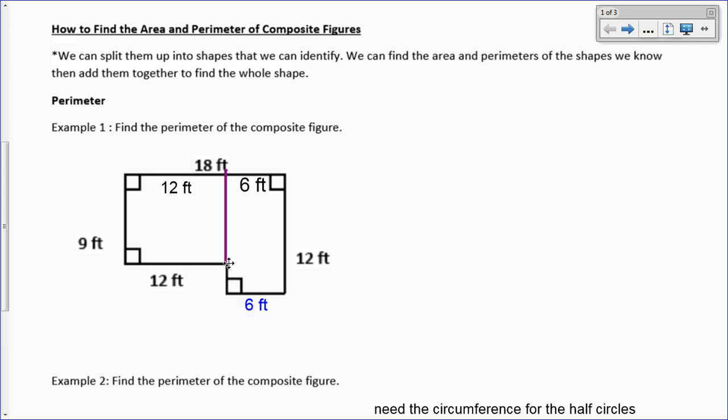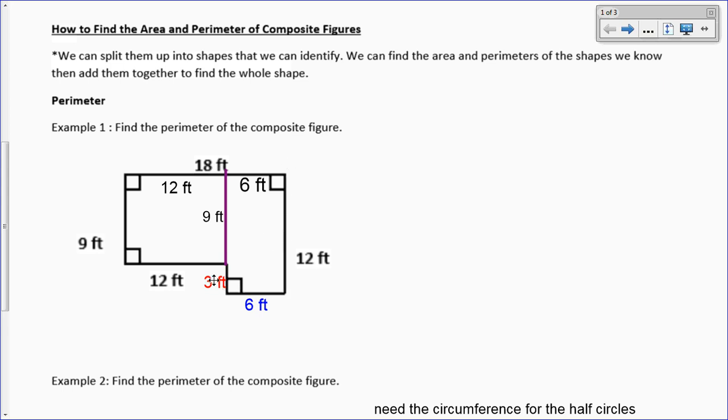Now we need this one. Again, we know that this is 9 feet, so we also know that the one across from it is 9 feet. Altogether, though, it's 12 feet long. So 9 plus whatever this is will give me 12. So I just subtract 12 minus 9. That side is 3 feet. Because it needs to be the same length as this one.